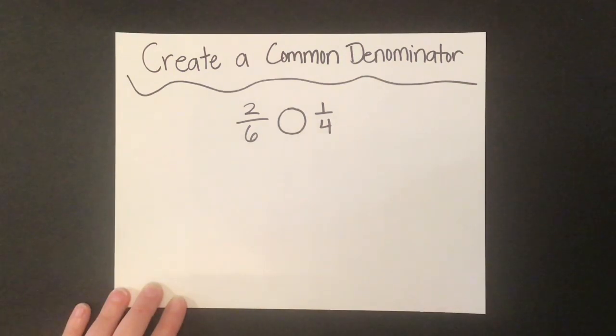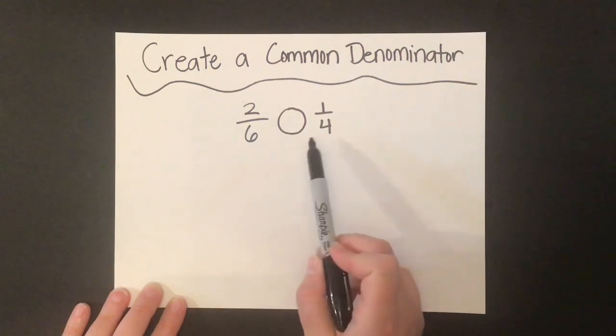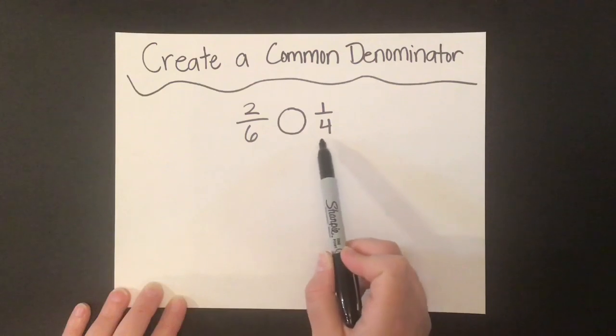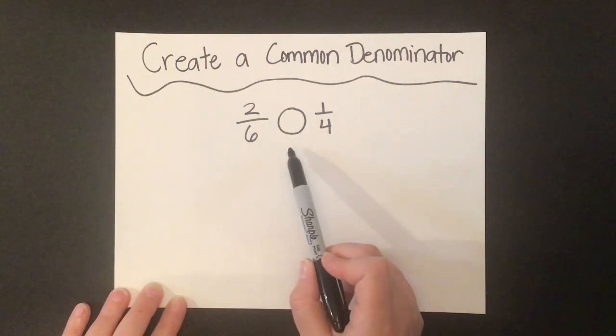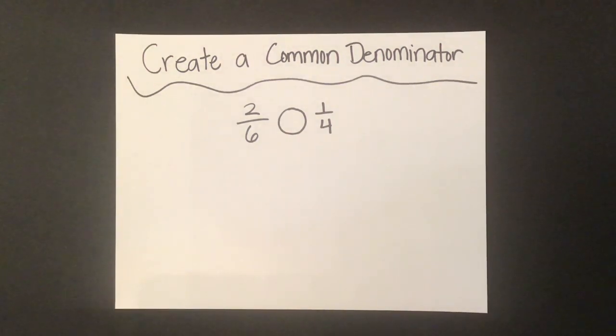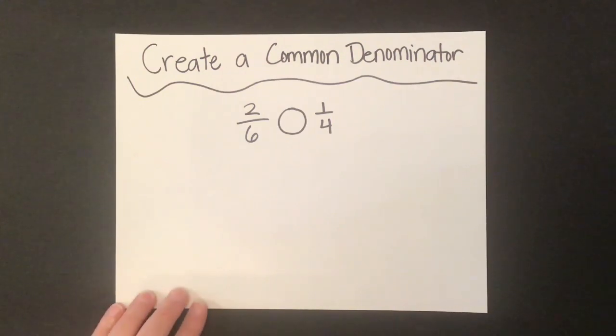Sometimes when we're comparing two fractions, the denominators are not factors and multiples of each other. In the previous video and on the previous practice page, the fractions we were comparing were factors and multiples of each other, so it was really easy to find that common denominator. Sometimes though, the two fractions that we're comparing are not factors or multiples of each other. We can still find a common denominator. I just need to find a number that's a multiple of 6 and a multiple of 4.